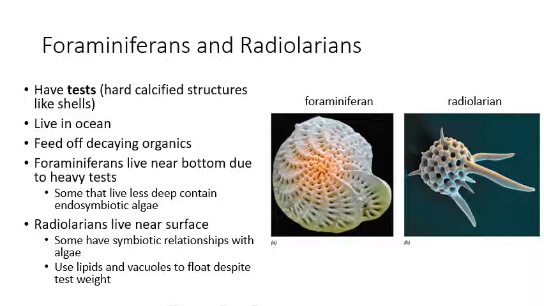Then the radiolarians will live closer to the surface, so their tests are not as heavy, which makes them much better at floating. But they also have a lot of lipids and vacuoles inside of them. Vacuoles being large membrane sacs that they fill up with gases that will help them float, so that they can float even higher than they would just based on the weight of their test. They would also a lot of the time have symbiotic relationships with algae, but not endosymbiotic relationships. So the algae would not be actually inside of the radiolarian, it would be outside of it.